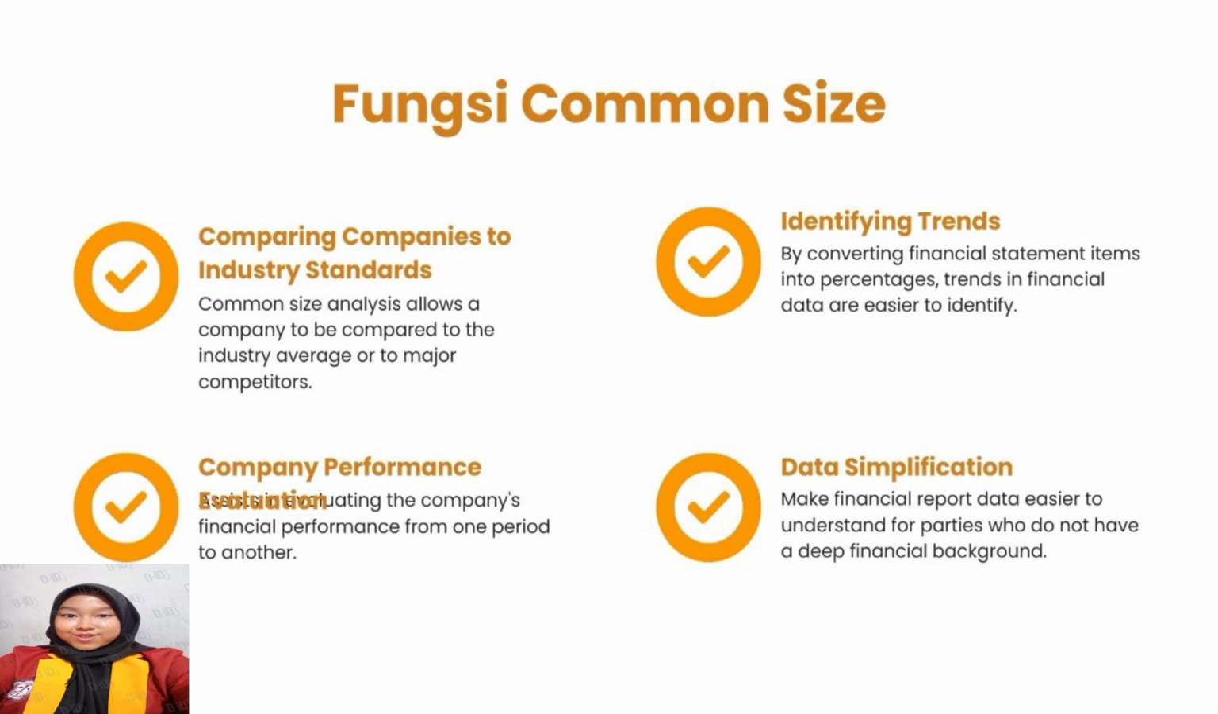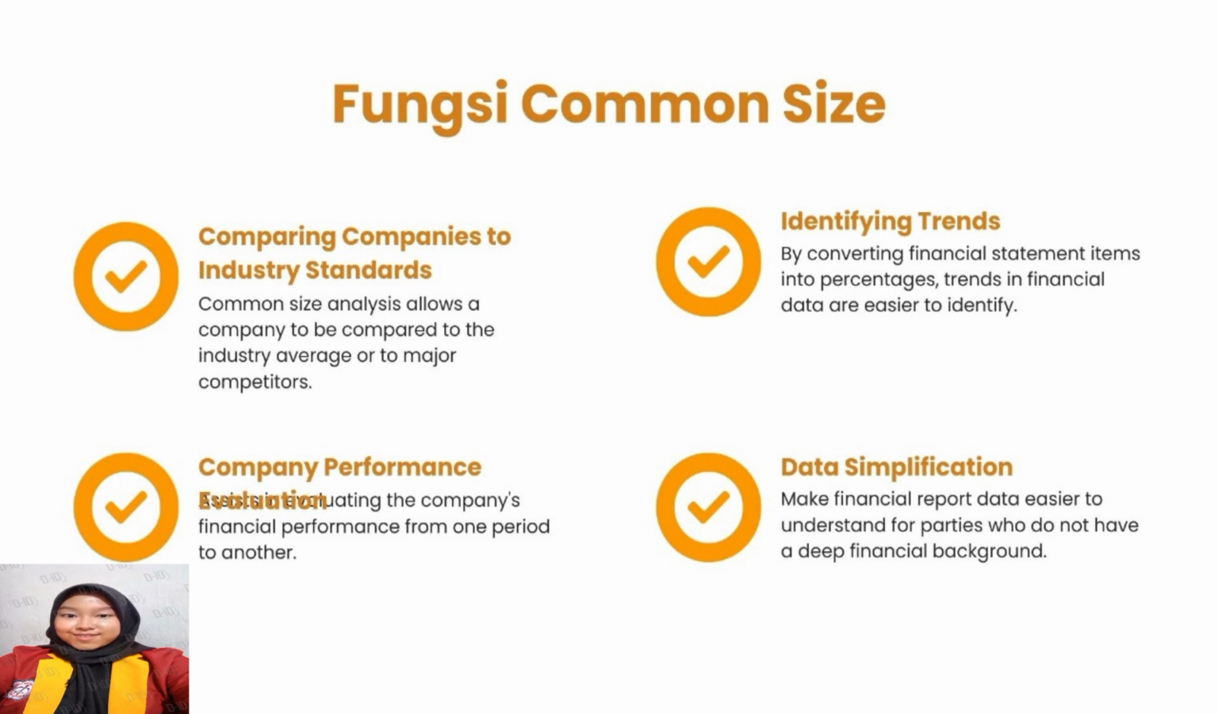Comparing companies to industry standards. Common size analysis allows companies to be compared to industry standards or key competitors. By converting financial statement items into percentages, management can understand the company's relative position in the market. For example, if a company's operating expenses are higher than the industry average, management can identify areas that require efficiency and cost reduction. This analysis also helps in measuring the company's performance objectively against its competitors.